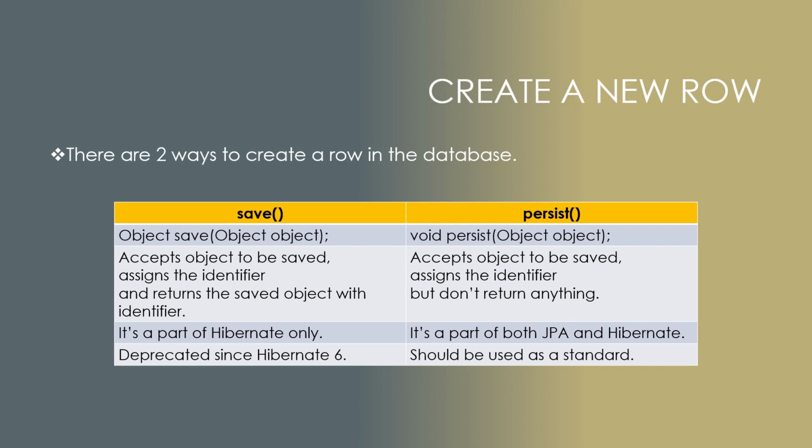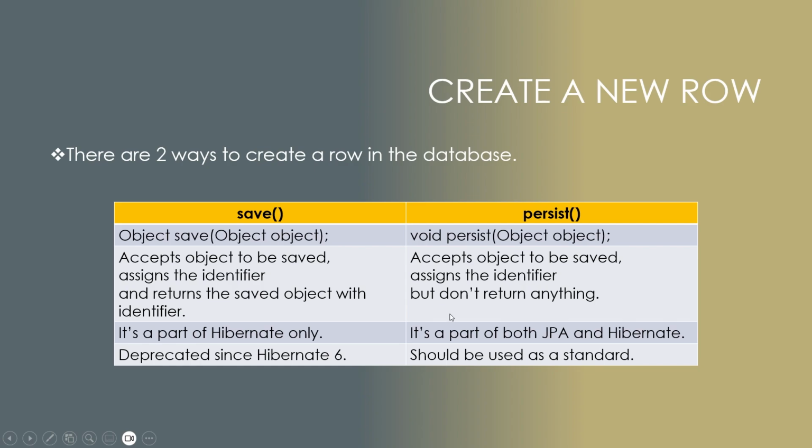But then there are two different methods. One is the save method and the other one is the persist method, and both of them will do the same job. They are going to save your entity in the database. Now you will say that if both the methods do the same job, which one to use, why do we need this? So let's see step by step.